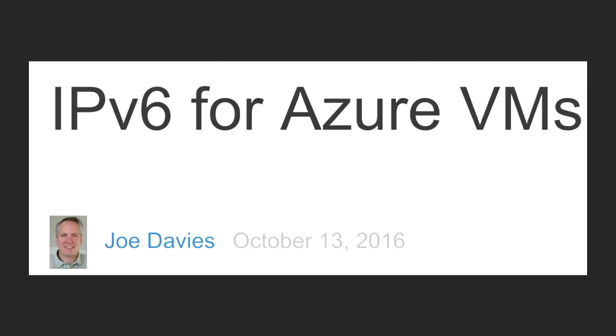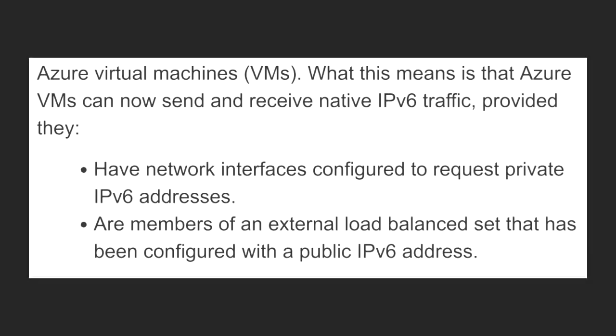And it got to about the third paragraph, and I hit this little gem. And so you can receive native IPv6 traffic, provided that... Caveats. So you've got to have a network address configured to request private IPv6 addresses. Okay, well, hang on, no, wait, private? Private IPv6 addresses? Oh, hang on, that sounds a little bit like NAT, doesn't it? No, I think it's private, like ULA.